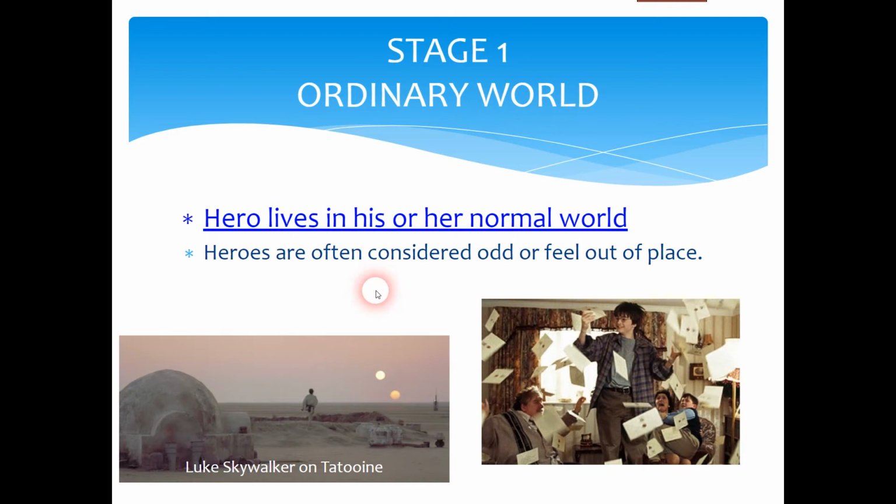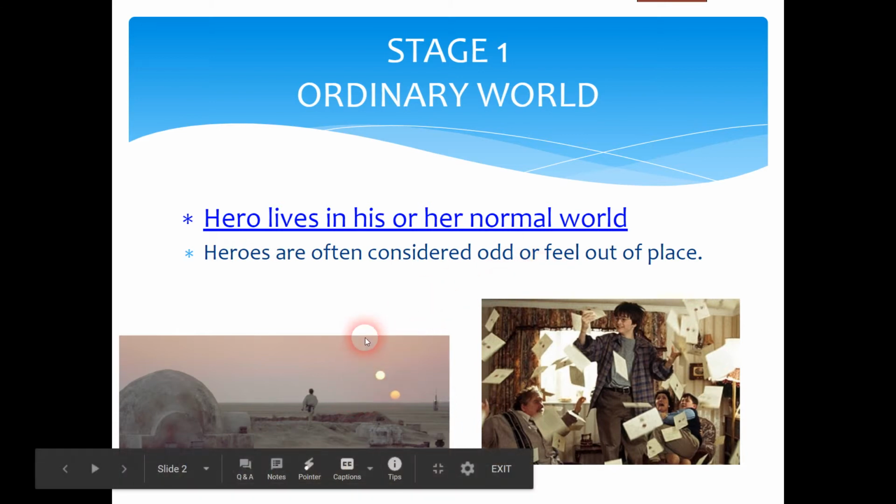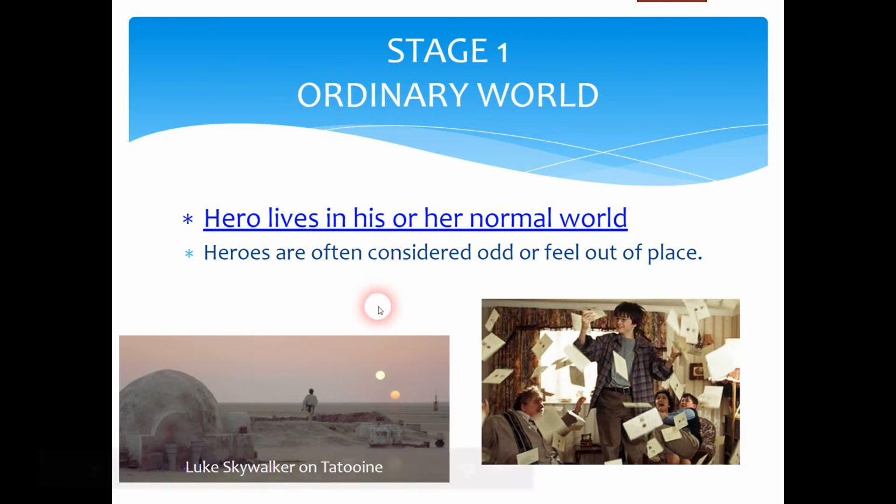Now the ordinary world is the beginning of the story. It's when the hero lives in his or her normal world. Maybe they feel a little bit weird or out of place, but I can only give you examples that I know. If you've seen Star Wars, Luke Skywalker starts out living with his aunt and uncle. No magic in his world, just normal. And if you've ever seen a Harry Potter movie or read the book, he also starts out living with his aunt and uncle and has no magic or anything either. Ordinary world is stage 1, and that's where our hero's journeys begin. The hero lives in his or her normal or ordinary world.